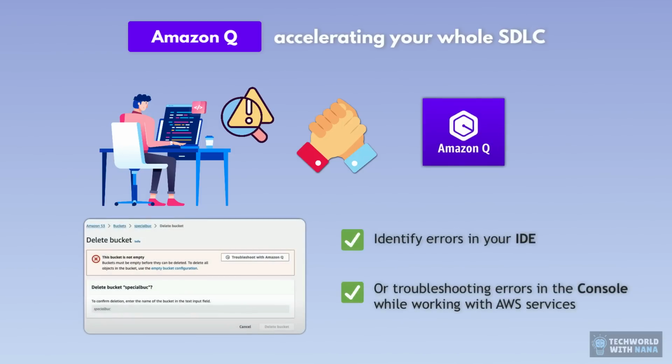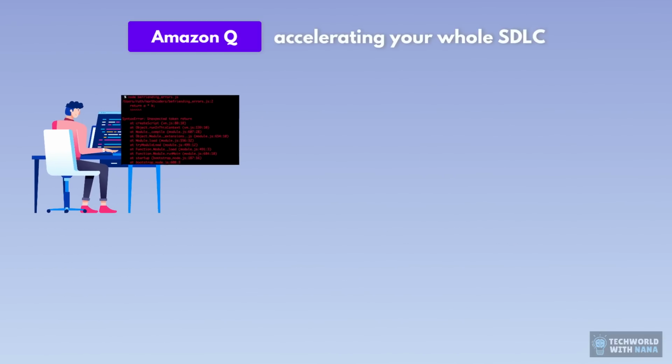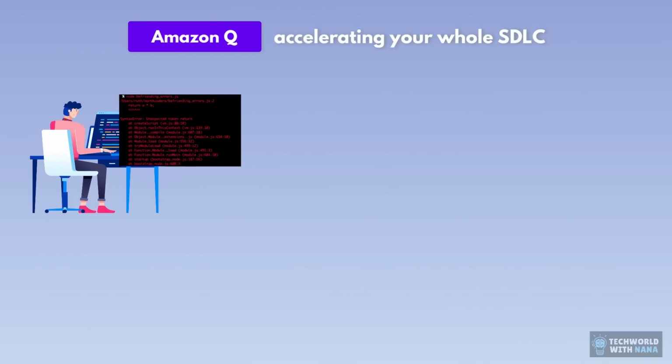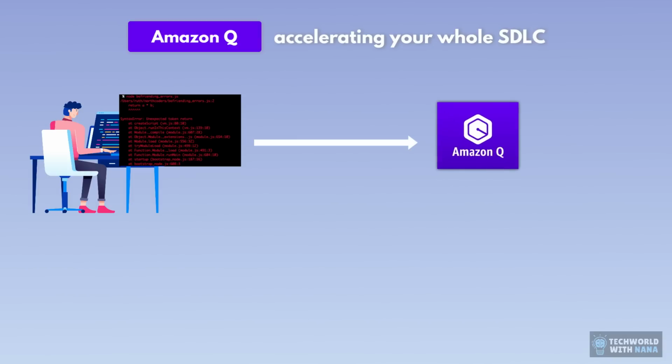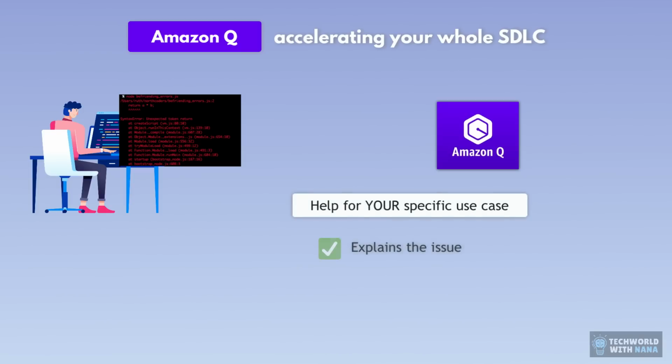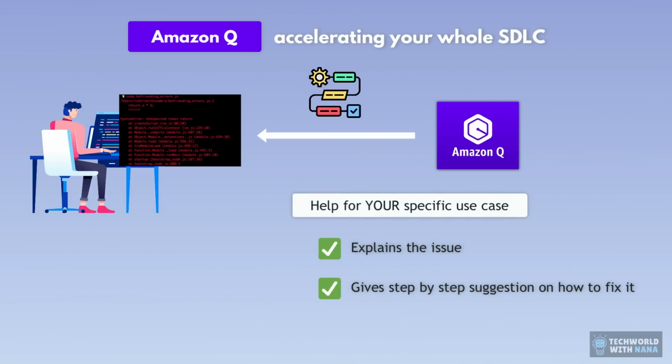An example of that would be if you're getting errors in your output. Sometimes those errors are not very self-explanatory. So usually you would copy paste the error message and Google it. And that would be a perfect use case of asking Amazon Q to actually analyze that issue for you, explain to you what that issue is, and give a suggestion on how to fix it.